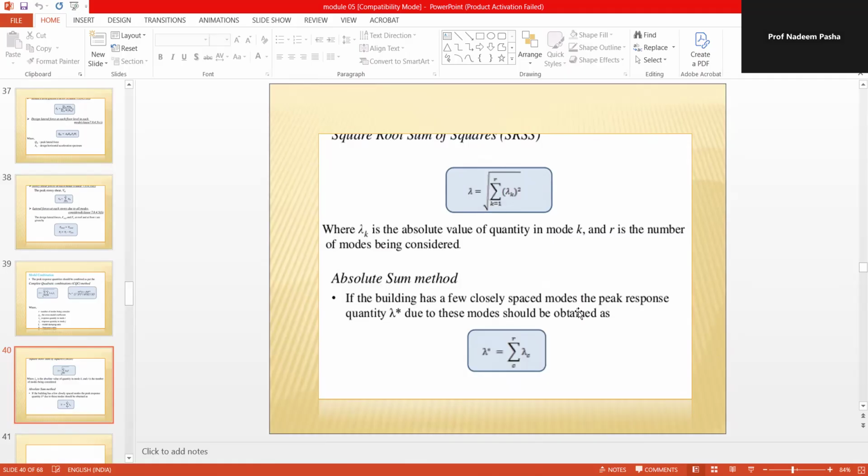Absolute sum method. If the building has a few closely spaced modes, the peak response lambda star due to these modes should be obtained as the summation of r over lambda naught.